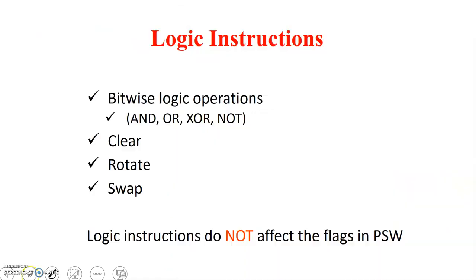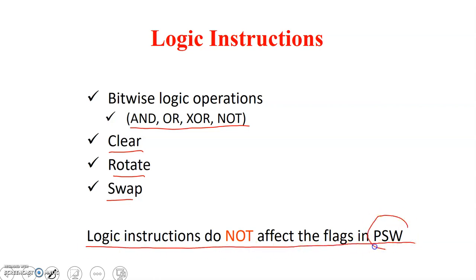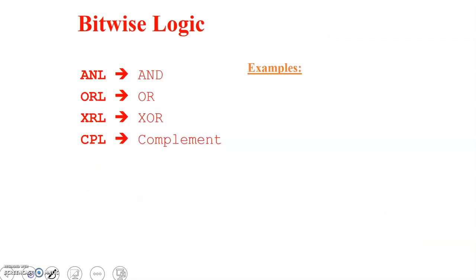So let's proceed. So these are the instructions that we will be looking into. One important thing is that the logical instructions do not affect the program status word. So that is important. Let's move forward and let's take some examples. Say example number 1 to illustrate how AND works in 8051.